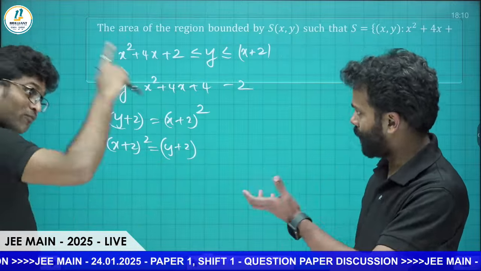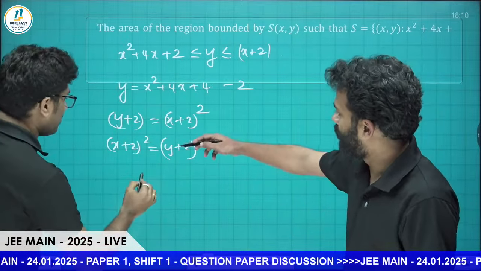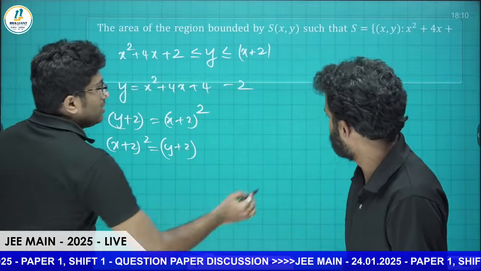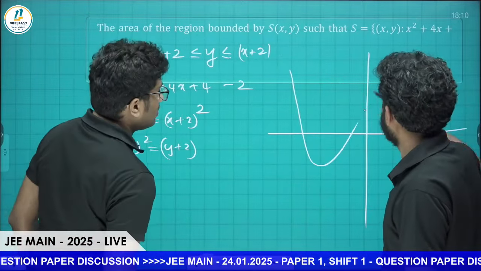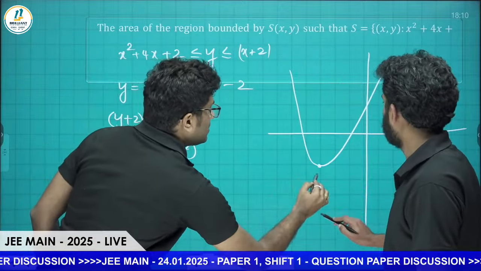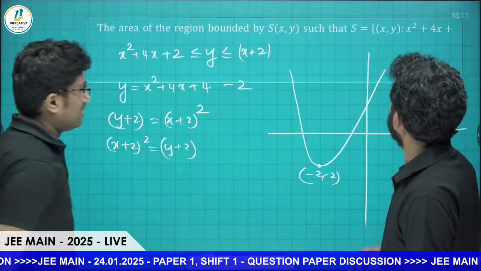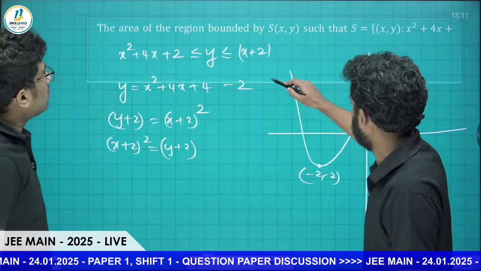So this parabola is opening upward. Opening upward, the parabola's vertex will change from origin to minus 2 comma minus 2. Therefore, it means it will be like this, right? Exactly, sir. Like this. This vertex is minus 2 comma minus 2. And y is equal to mod x plus 2 will be like this.